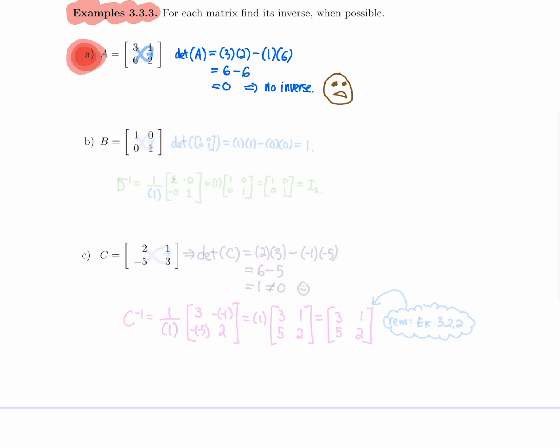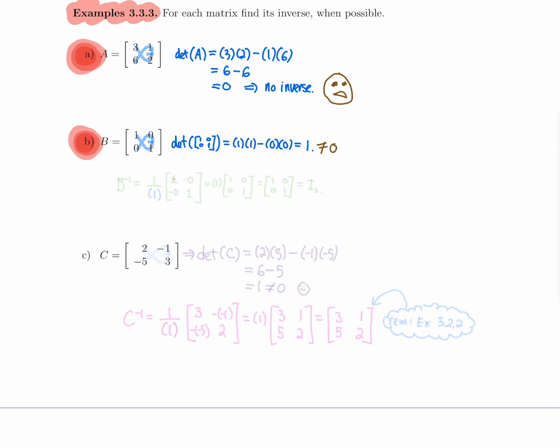There are other examples. What about B, the identity matrix? We already checked earlier that the determinant of that matrix, 1, 0, 0, 1, if you follow the fish here, is 1 times 1 minus 0 times 0. And actually, this is true for any identity matrix. The determinant is always going to be 1. So there is an inverse.